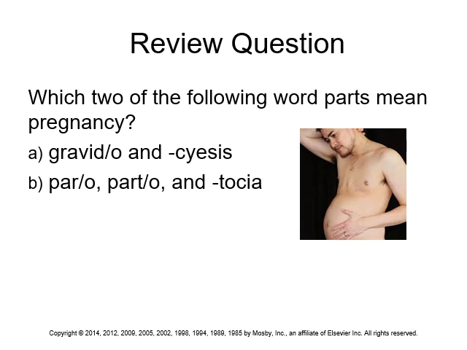Which of the two following word parts means pregnancy, gravido and siesis, or paro, parto, and tosia? So tosia actually means birth or labor. Paro and parto also mean birth or labor. They also mean to give birth to or to bear. However, gravido and siesis are the two that mean pregnancy.